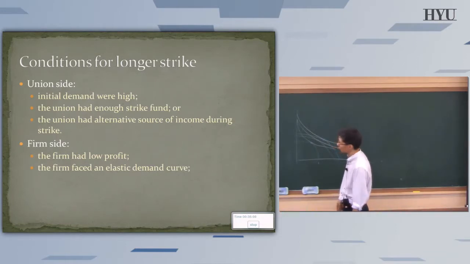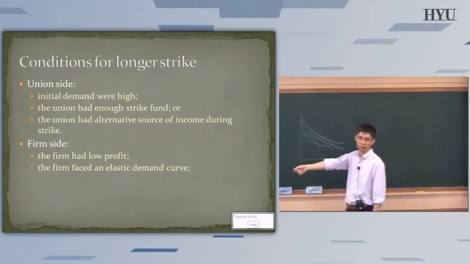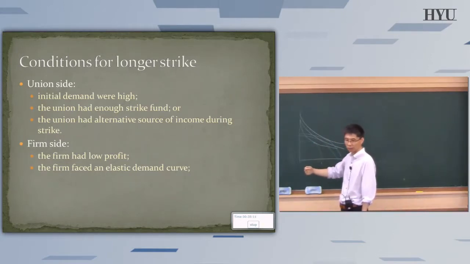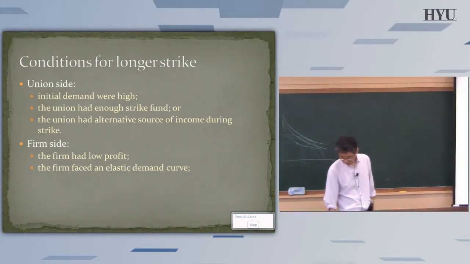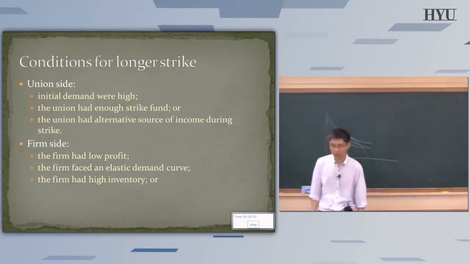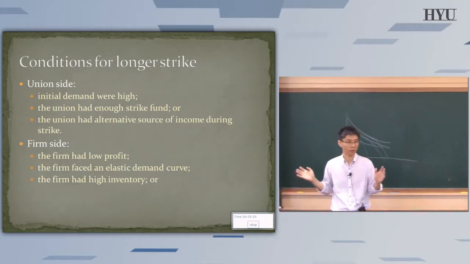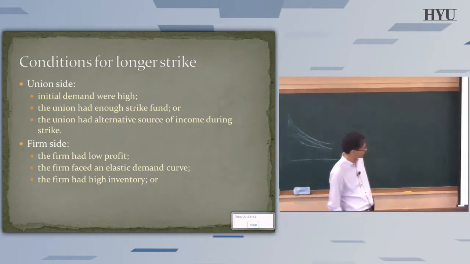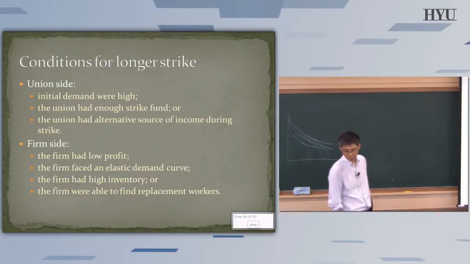If the firm faced an elastic demand curve, it means that if they give high wages to the union members, it will affect the price of their product, and then if the demand is elastic, they will have trouble selling their goods. And the firm had high inventory, so they have lots of things to sell without making new things. Obviously, the firm can take a longer strike, or the firm was able to find replacement workers. So everything basically makes the strike longer.